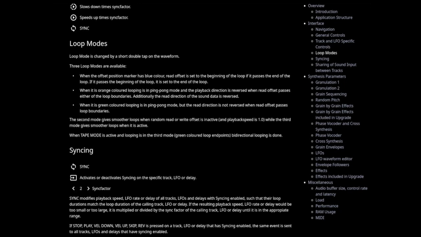When tape mode is active and looping is in the third mode, green colored loop endpoints mean bidirectional looping is done.